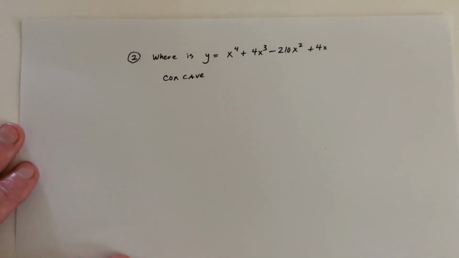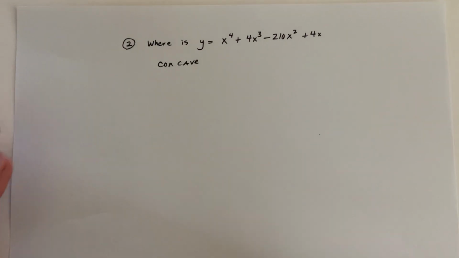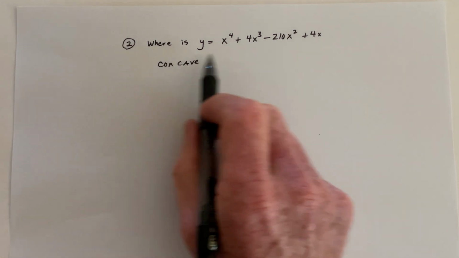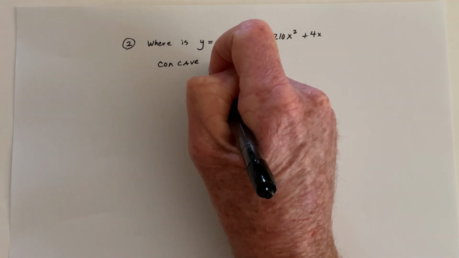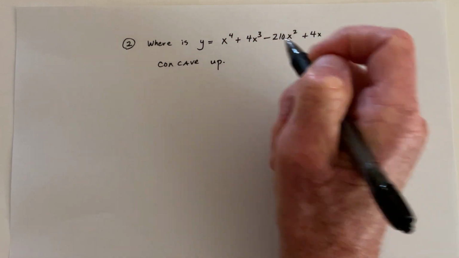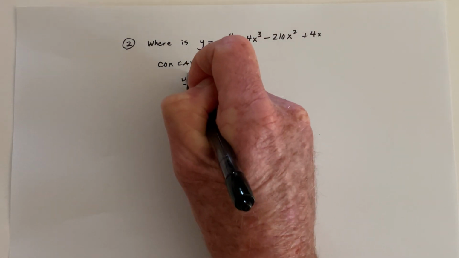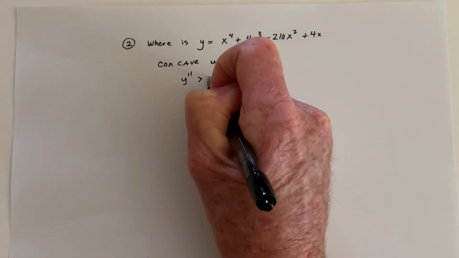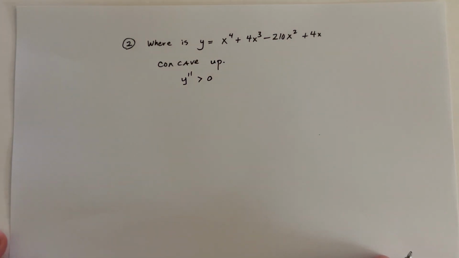Okay, then on to number 2. What about, I didn't finish the sentence. Where is this function concave up? So concave means second derivative. Concave up means second derivative is positive. So I'll save the graphing until after I do the work.